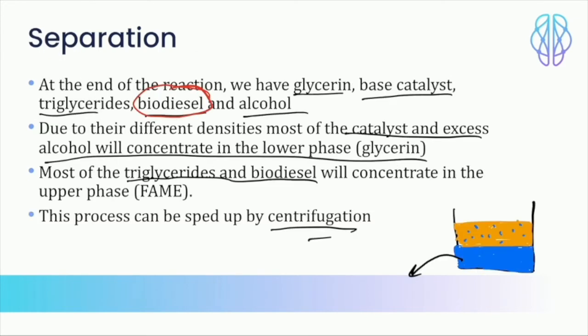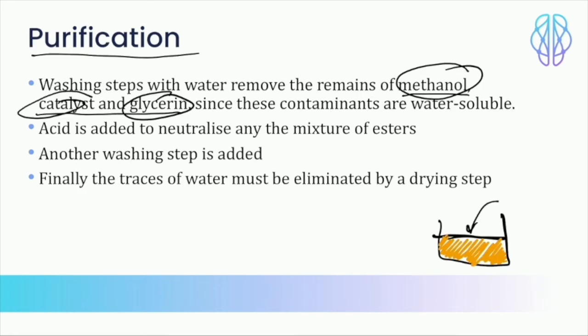In the previous slide, I said that on separation, you'd get an upper phase and a lower phase, and I showed you two distinct colors. However, in actual practice, you would get some lower phase molecules in the upper phase. So you would theoretically get some alcohol, glycerin, and base catalyst in that upper phase of mainly the biodiesel. That's why we undergo the washing step.